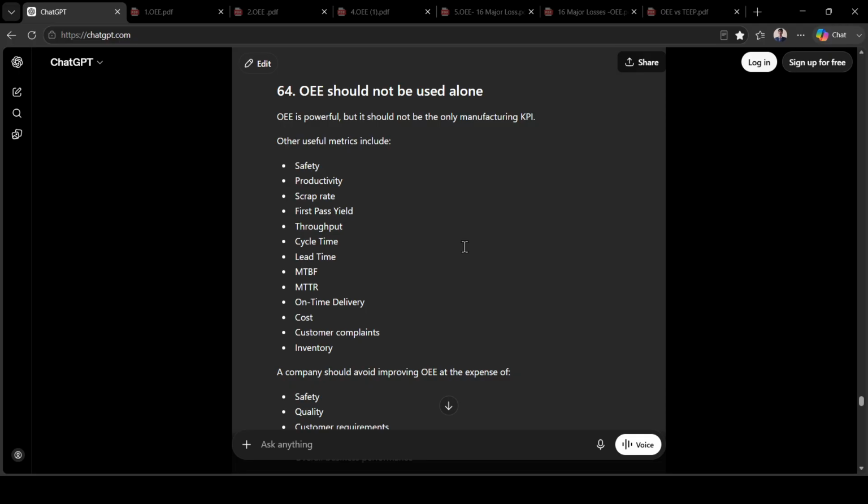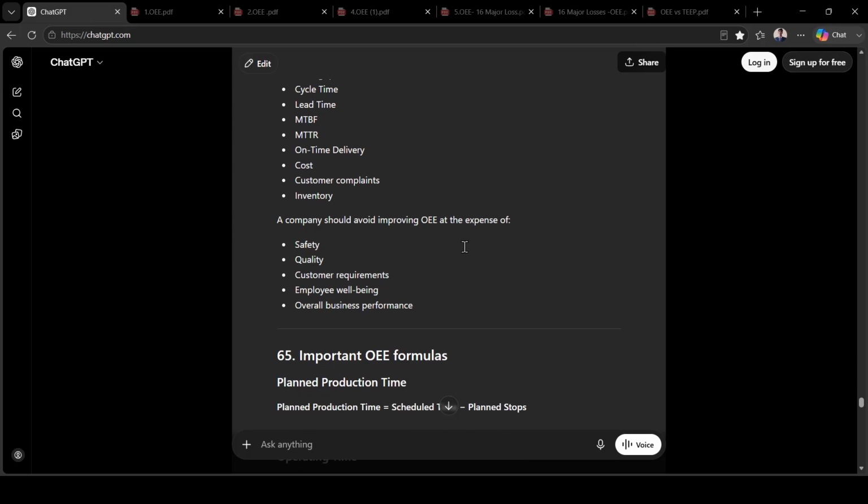A company should avoid improving OE at the expense of safety, quality, customer requirements, employee well-being, or overall business performance.